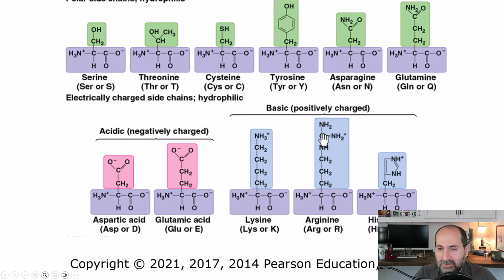Conversely, look at the light blue R groups. They have a positive charge, don't they? Because they have amino groups at the end of their R group. So this tells me that these are basic or positively charged R groups. These are the positively charged or basic amino acids. So lysine, arginine, and histidine are basic amino acids, while aspartic acid and glutamic acid are acidic amino acids.